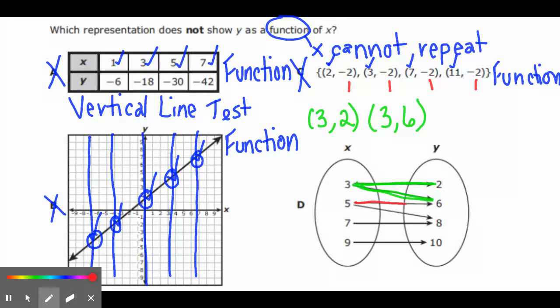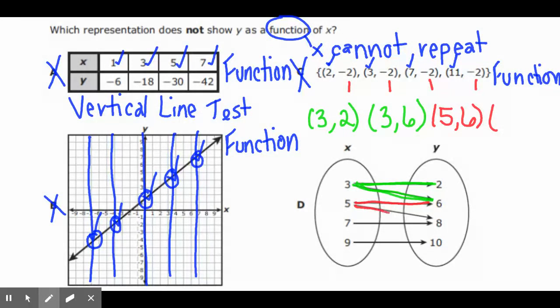We can see it does the same thing with the 5. So 5 goes to 6, and 5 is also with 8. Because those repeat, we know this is not a function. And because that's what we're looking for, D would be our answer.